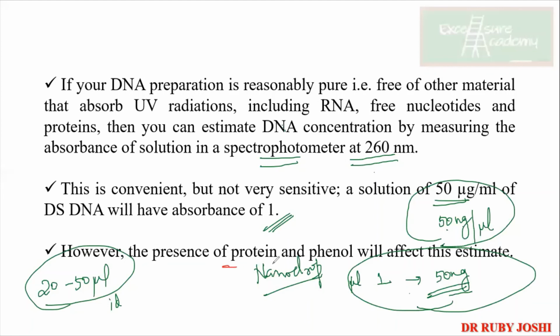Now, if you have protein and phenol, it is going to affect this estimate. Why protein? See, 260 is the DNA reading, protein is at 280. So there are sometimes a few amino acids which might overlap, and phenol of course gives a reading at 260 nanometer. That is why I said in the starting, even though we use phenol for DNA purification, it should be removed completely using chloroform and absolute alcohol. If you have not removed it well, this is going to interfere with the reading.